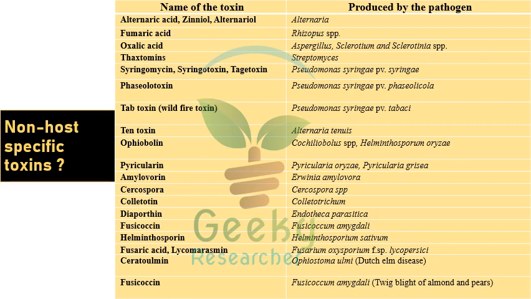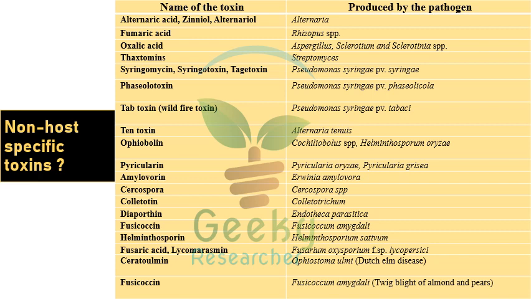When it comes to non-host specific toxins, there are alternaric acid, zinniol and alternariol produced by Alternaria species. Then fumaric acid from Rhizopus species, oxalic acid from Aspergillus, tabtoxin from Streptomyces, syringomycin, syringotoxin and tetrodotoxin from Pseudomonas syringae pathovar syringae, phaseolotoxin from Pseudomonas syringae pathovar phaseolicola, and tab toxin or wildfire toxin from Pseudomonas syringae pathovar tabaci.